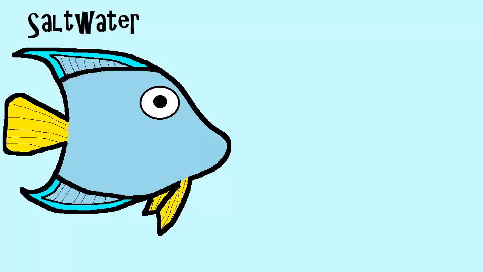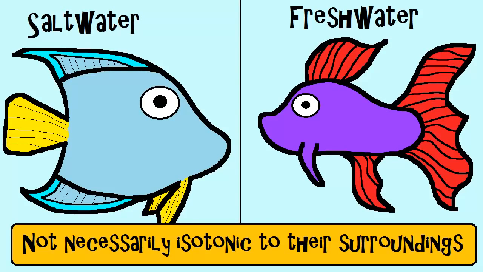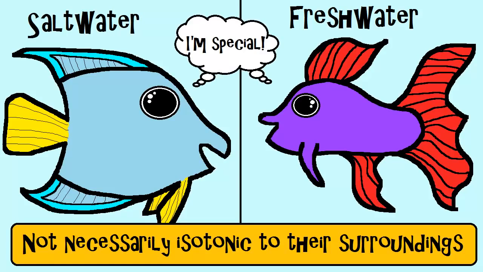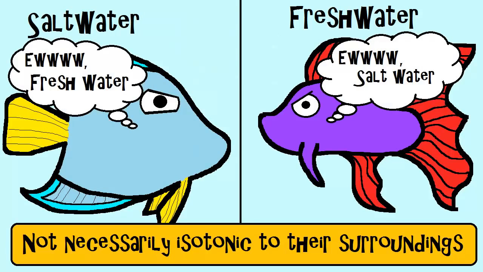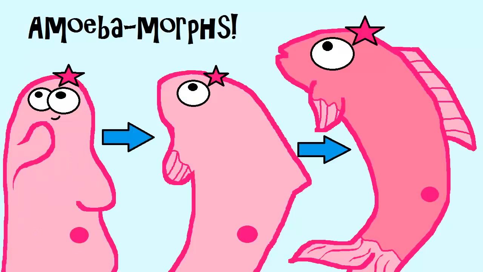Now, one thing to clarify, saltwater fish and freshwater fish are not necessarily isotonic. Remember, that means equal concentration to their surroundings. But they have special adaptations that allow them to live in their environment, and usually they can't make a major switch from a saltwater environment to a freshwater environment. Now, not all fish have this problem. There are some fish that have this amazing adaptation to switch between fresh and saltwater, and they have to deal with this osmosis problem frequently. Salmon, for example. I think if I had to be a fish, I'd be a salmon.